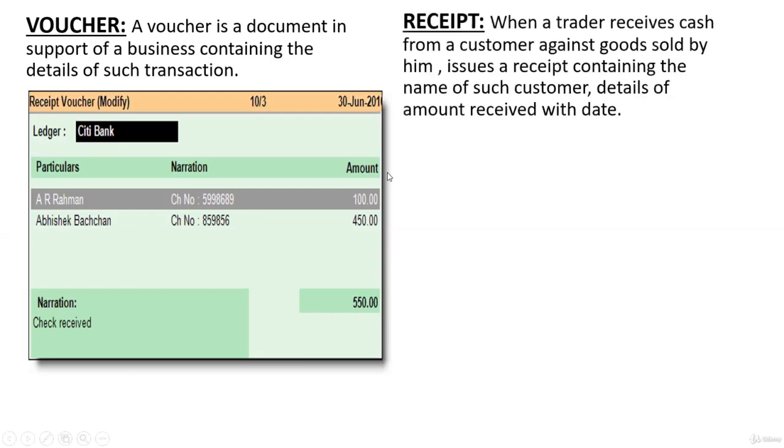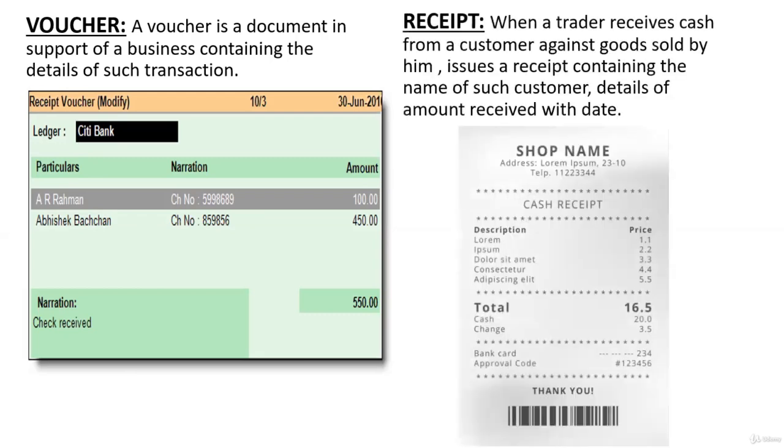Now the next is receipt. When a trader receives cash from a customer against goods sold by him, he issues a receipt containing the name of such customer. For example, whenever you go to a shop or, let's say, to the petrol pump, you ask the petrol filling boy for the receipt. Why are you asking for the receipt? Because you are paying him for the petrol services and you need the receipt to show that you had actually deposited the cash with that boy. So this is called the receipt.